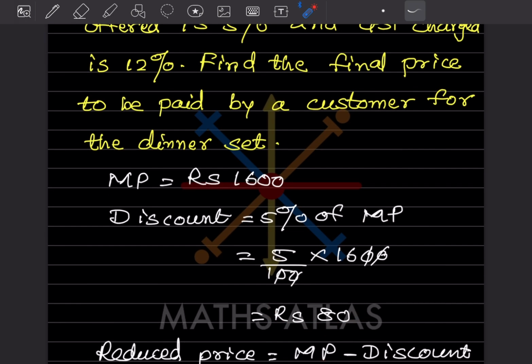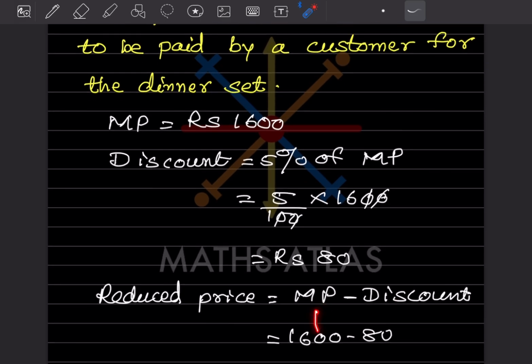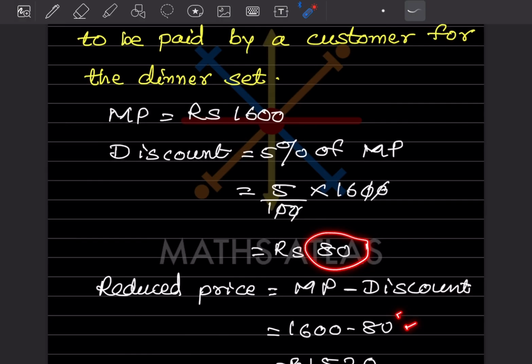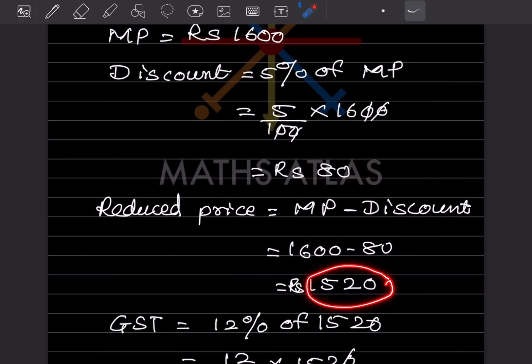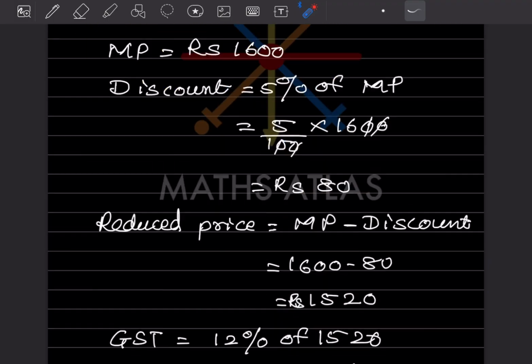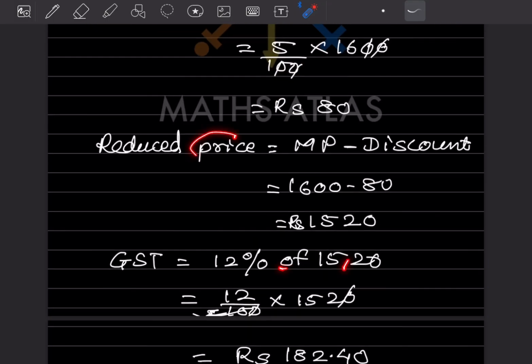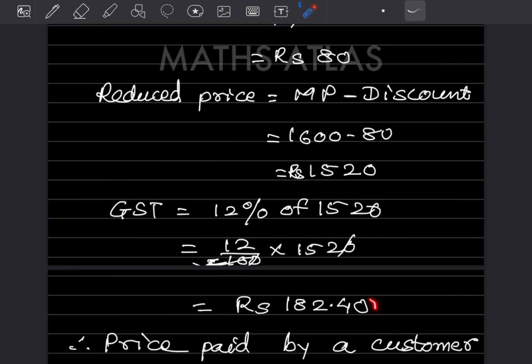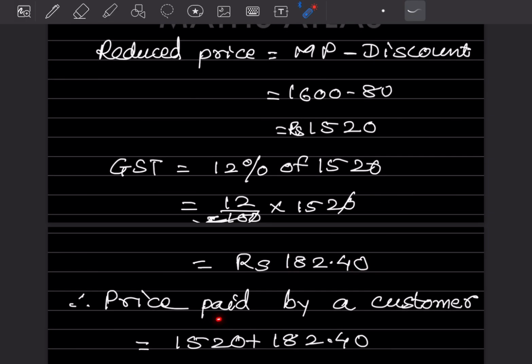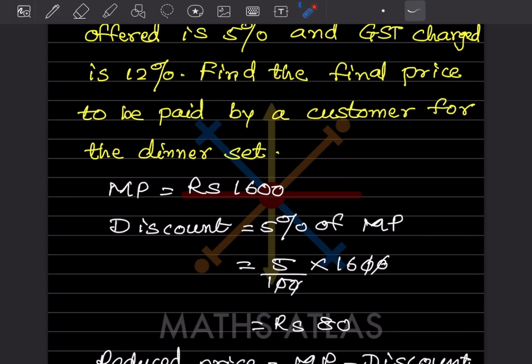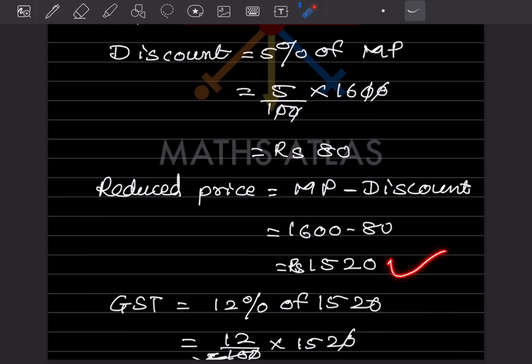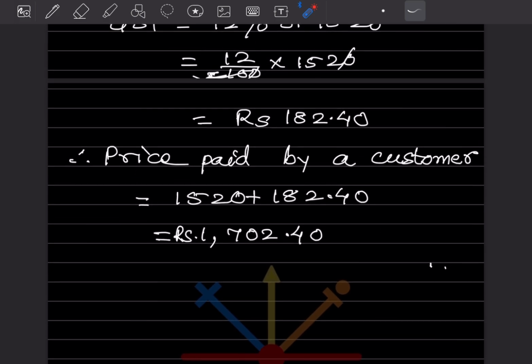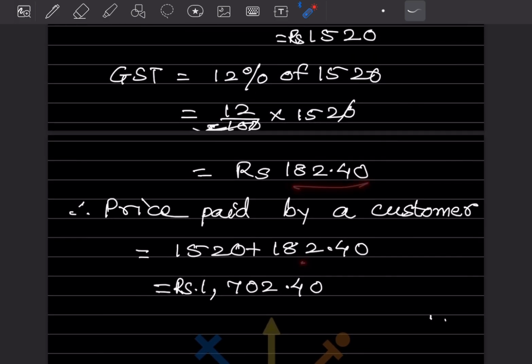So the reduced price is mark price minus discount. So 1600 is the mark price, and the discount is given as 80. So that is going to be 1520. So GST is 12%, so 12% of this reduced price. So 12% of 1520 is going to be 182.40. So the price paid by the customer will be this 1520, the reduced price, plus this GST. So that is going to be 1702.40.